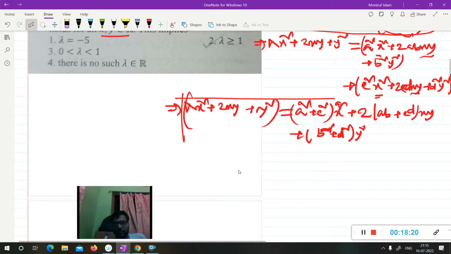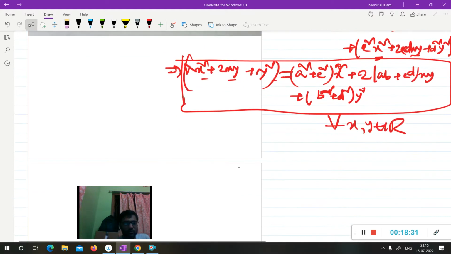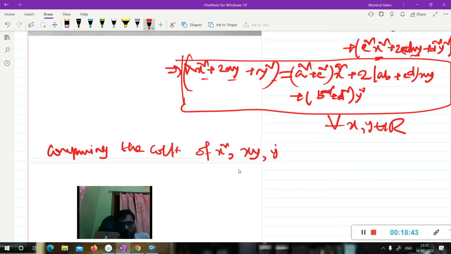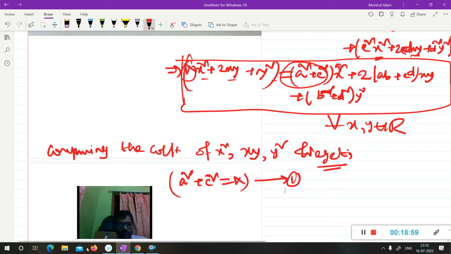Now this identity is given to hold for x, y belonging to R. So you can compare the coefficients of x square, xy and y square. Comparing the coefficient of x square, you get here a square plus c square, and this is equal to lambda. So a square plus c square will be lambda, equal to 1.